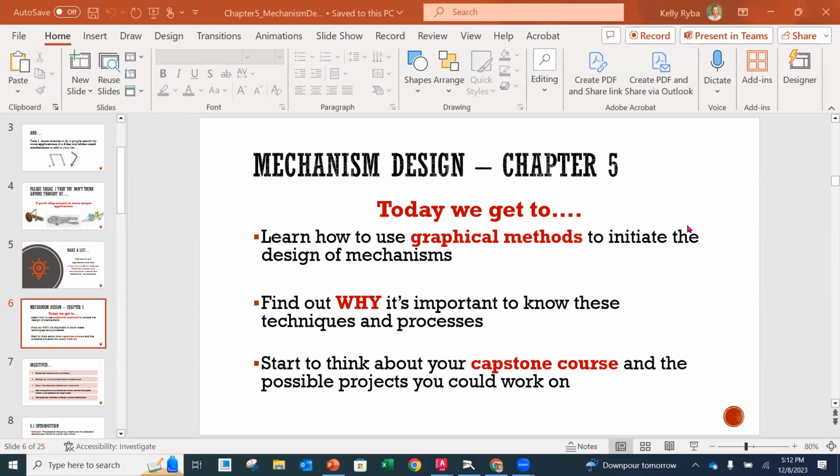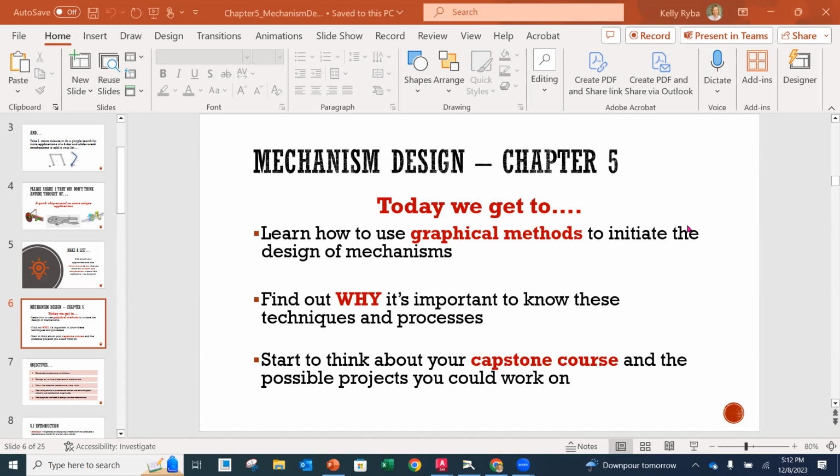You're going to find out why this is important, and then find out the techniques and processes to get there. This is also part of thinking about your capstone. I'm not going to make you decide what you're going to do for your capstone, but you might have a capstone product or project in mind where some of the things we learned in kinematics will apply, especially in the early stages of the design process and the layout.